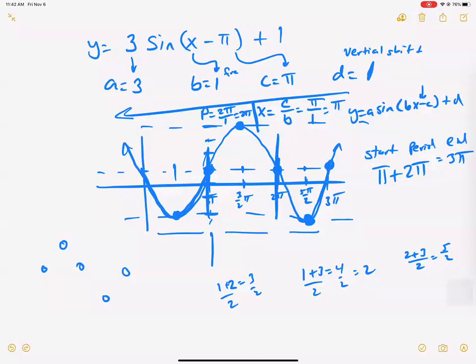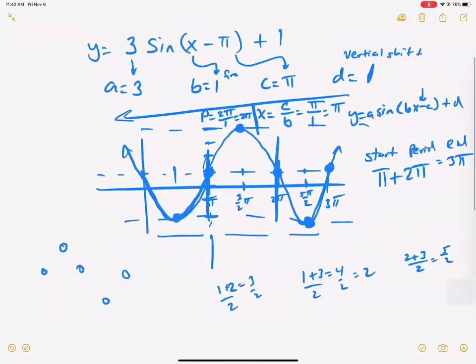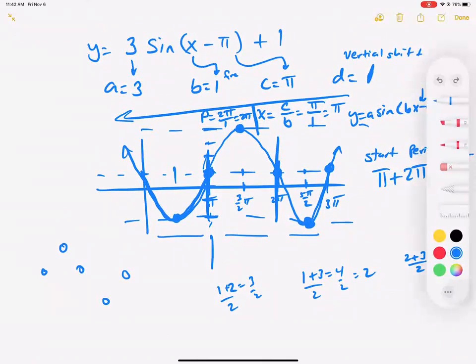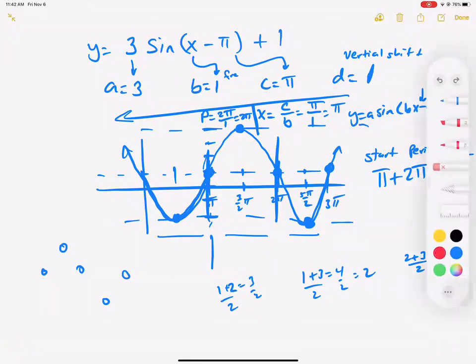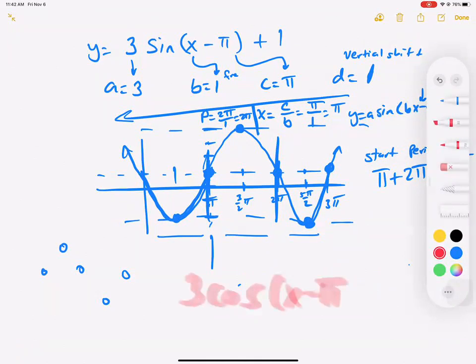All right, let's continue this model. Now, does this change with cosine at all? And the answer is no. The only difference is if I write cosine, let me go ahead and erase some of this stuff here. If I write 3 cosine of x minus pi plus 1, the A is still 3, the B is still 1, the C is still pi, the D is still 1. All the characteristics are still the same, except for cosine, we start at the very top.